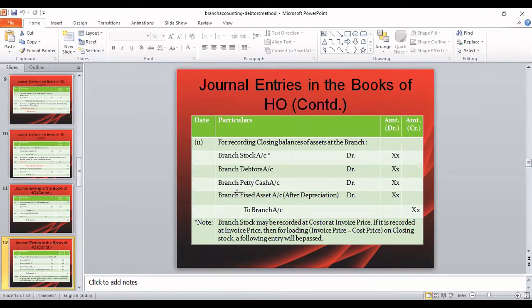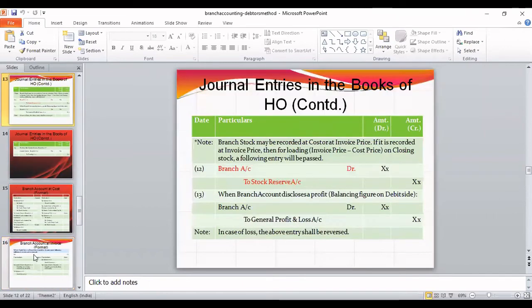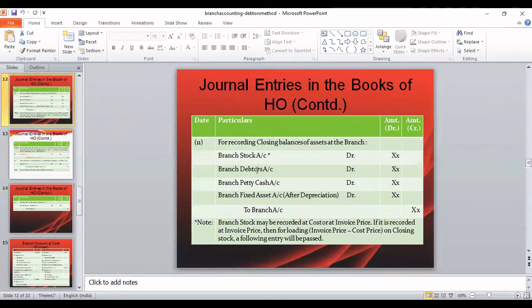Yes, sir. Okay. Then the next entry is for recording the closing liability, beta. It's a similar one, so you just have to reverse that entry. See, for assets, what are you writing? All asset accounts debit to branch. So for liabilities, what will you do? Branch account debit to all liabilities, whether it is creditors, outstanding expenses, and so on. Correct? Everyone, is this part clear, beta? Okay, sir. Yes. Okay, fine.